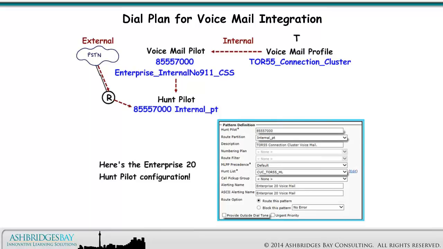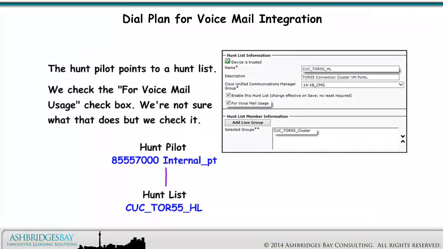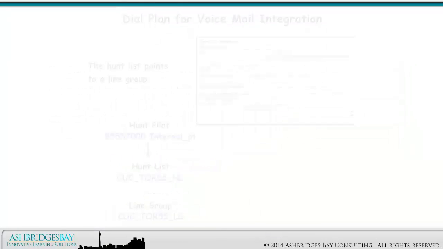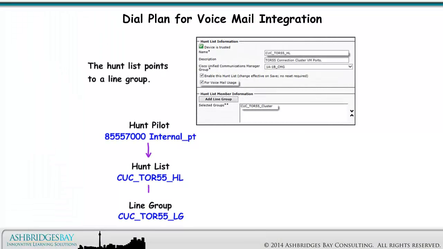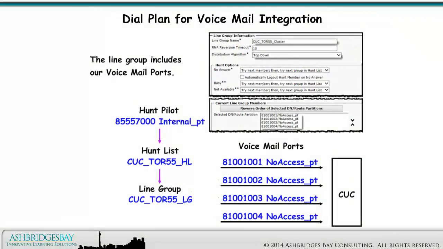Here's the Enterprise 20 Hunt Pilot configuration. The Hunt Pilot points to a hunt list. We check the For Voicemail Usage checkbox. We're not sure what that does, but we check it. The hunt list points to a line group. The line group includes our voicemail ports.